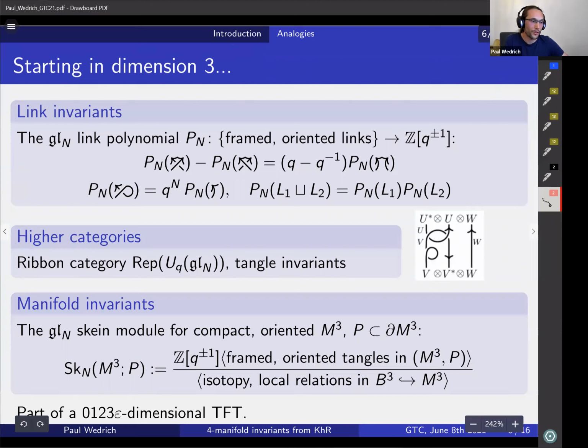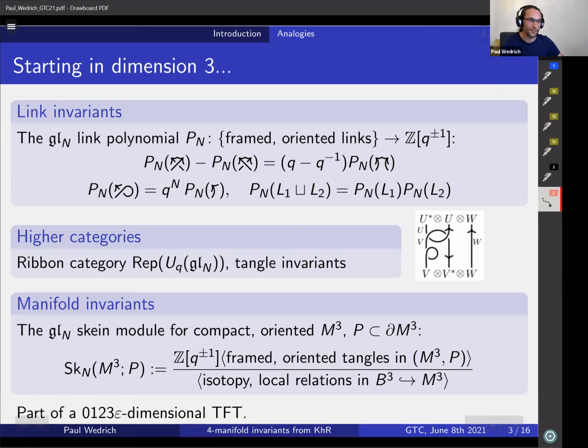Or if you take the skein module of the 3-ball with empty boundary, then I can look at the tangle without boundary points in there. That's a link. Okay, and then I can simplify that link using these local relations until I have a multiple of the empty link. Well, okay, and the value of that is again this coefficient of the empty diagram, but that's again the polynomial Pn.